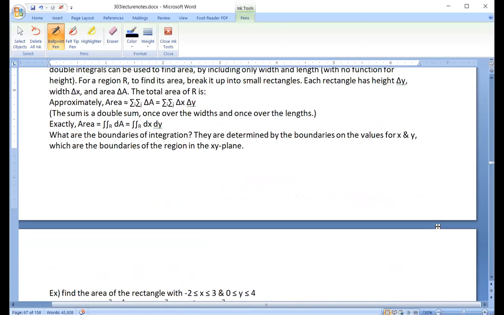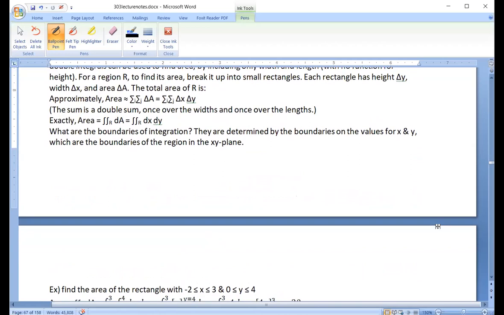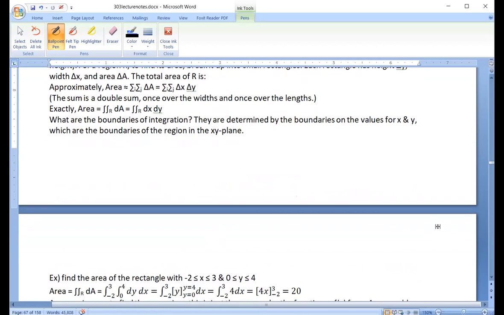Let's find the area of the rectangle when x goes from -2 to 3 and y goes from 0 to 4. I know, silly question, but hang with me. We can do this as a double integral. The area is the double integral over the region dA. In this case, I'm choosing to set it up dy dx. So y goes from 0 to 4, x goes from -2 to 3. The integral of dy is just y evaluated from 0 to 4, which gives us 4. Then the integral from -2 to 3 of 4 dx is just 4x going from -2 to 3, and that gives us 20.